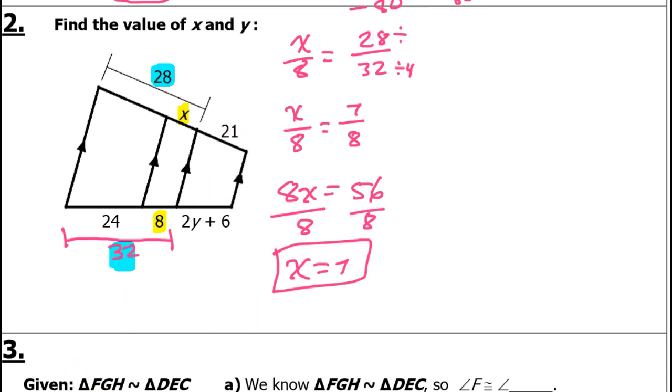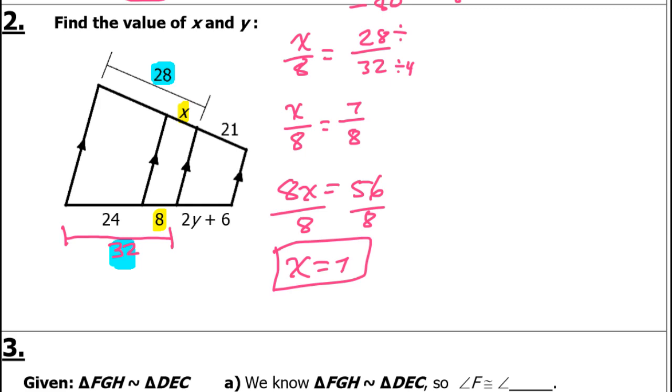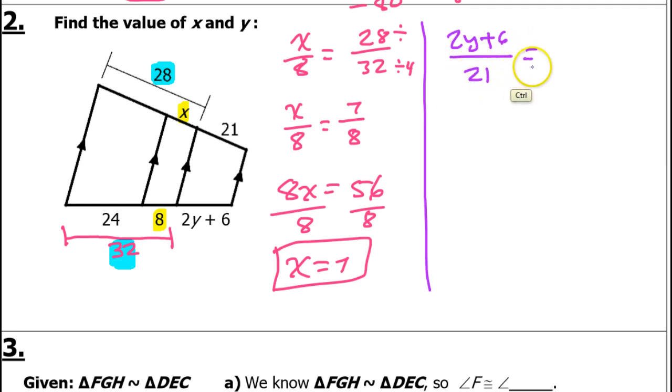All right, now let's find y. Nancy, we need an equation that involves y. Can you help me out? 2y plus 6 over 28. Okay, that sounds good so far. 28 over 32. Okay, you're using the right two numbers. Oh, 32 over 28, right? Because if we do bottom over top, then we need to do bottom over top again. So we have to do 32 over 28. And then we already know that that's going to reduce down to 8 over 7.